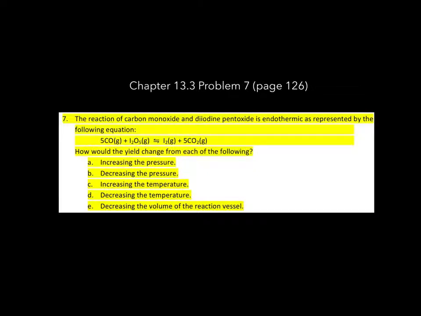Today we will be discussing Chapter 13.3, Problem 7, on page 126 of the workbook. The reaction of carbon monoxide and diiodine pentoxide is endothermic as represented by the following equation. 5 moles of carbon monoxide reacts with 1 mole of diiodine pentoxide to form 1 mole of iodine and 5 moles of carbon dioxide. Note that all reactants and products are in the gaseous phase. How would the yield change from each of the following?